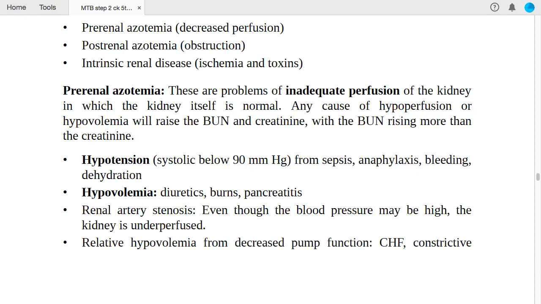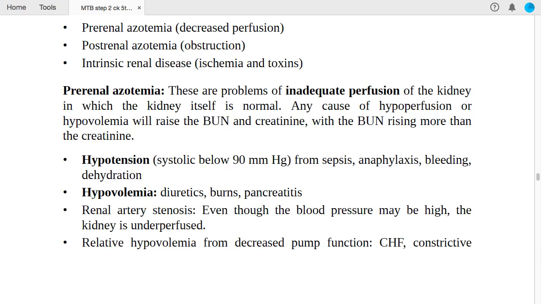Any cause of hypoperfusion or hypovolemia will raise the blood urea nitrogen and creatinine. So we are not concerned about the cause, but any cause which can cause hypoperfusion or hypovolemia will result in increased blood urea nitrogen and creatinine, and with the BUN rising more than the creatinine, definitely we are going to see this azotemia, and this is pre-renal.